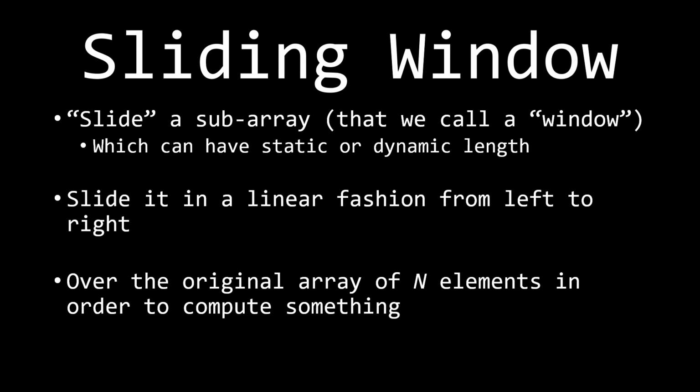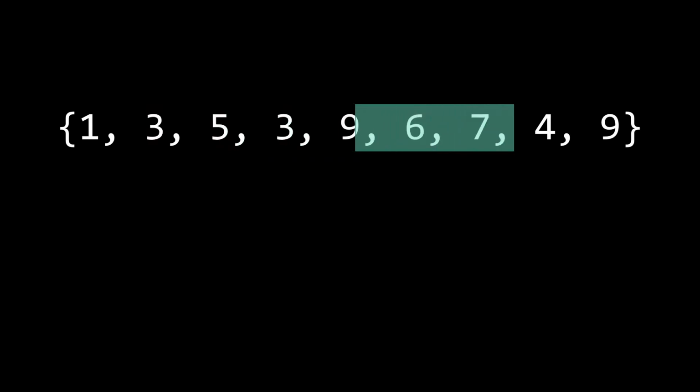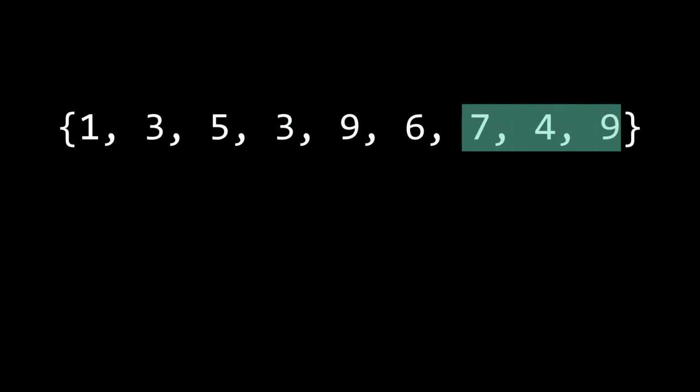Okay, so first, let's look at a very simple example of how a sliding window might look, where the blue part is our window and the array is our n elements. In this case, the window might slide something like this, from left to right in a linear fashion. And you can see that it's not running in O of n squared time, for example. It's just running in O of n time.